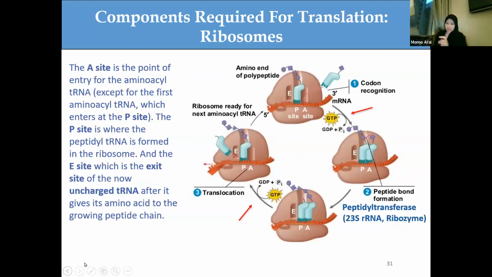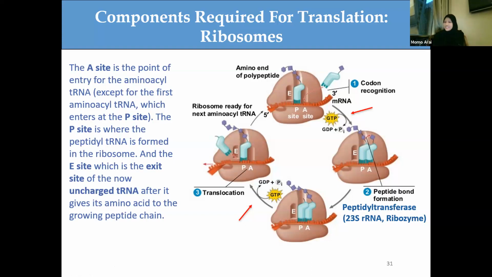The enzyme that I forgot to mention, I erased all my drawings, but when the amino acid cuts off and binds to new amino acids on this side, the enzyme that does this is peptidyl transferase, 23S rRNA. The enzyme name is important. Does anyone remember where 23S was on the ribosomal subunits?